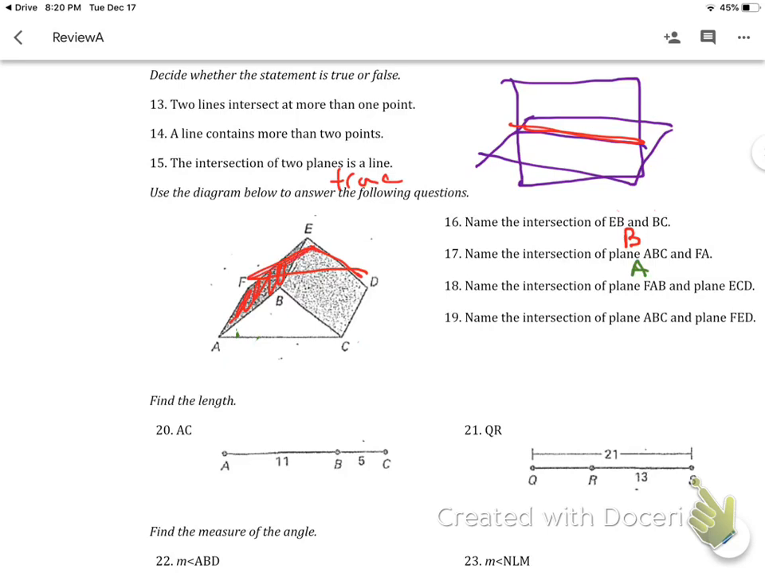Well, where does it intersect? Well, we see it intersects at, sorry, give me a second. I think I read the wrong one. So FAB and ECD. So ignore that last part.